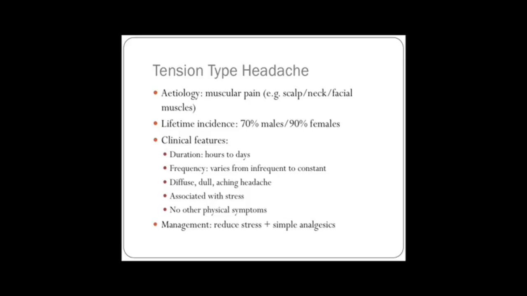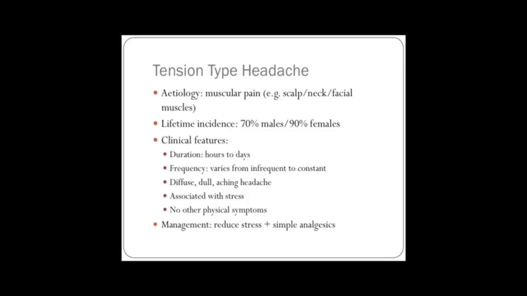Now, tension-type headache, probably the most common cause of headache in the outpatient setting. What causes tension-type headache? Well, actually, it's not entirely clear what is going on, but I think the general consensus is that it's muscular pain, so problems with the connective tissue and muscle in the scalp and the neck. And as you can imagine, it's very common. Lifetime incidence is 70 to 90%.